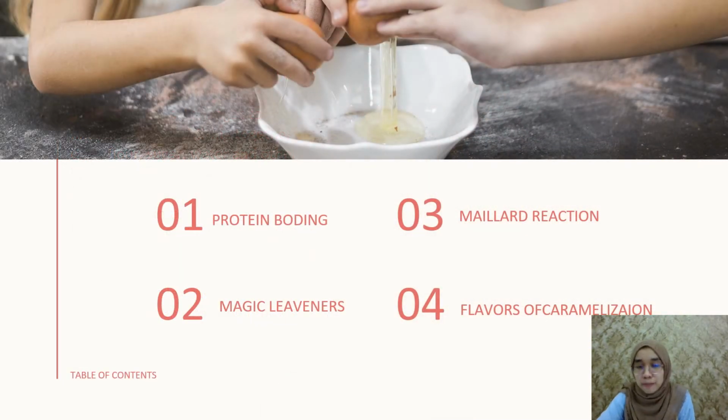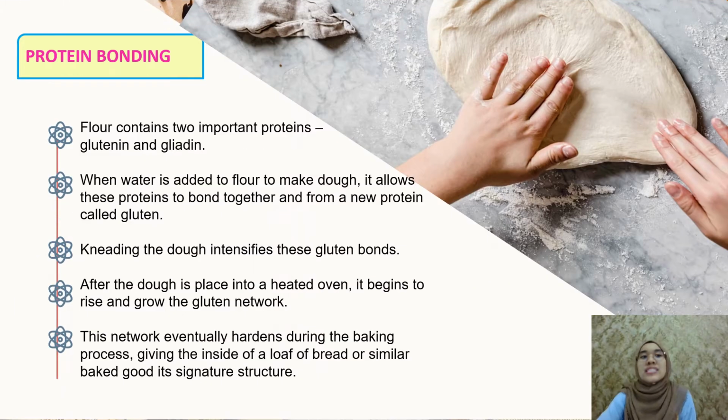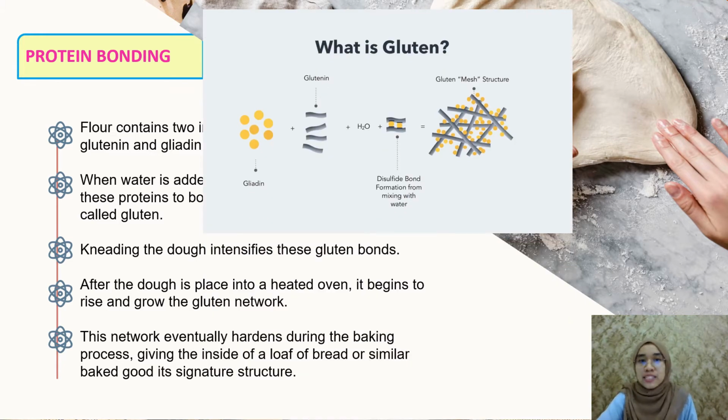So these are some chemical reactions that occur when we bake. First off, we will start with protein bonding. Flour contains two important proteins, which are glutenin and gliadin. When water is added to flour to make dough, it allows these proteins to bond together and form a new protein called gluten. Gliadin plus glutenin plus H2O will form disulfide bonds, which then become a gluten network.